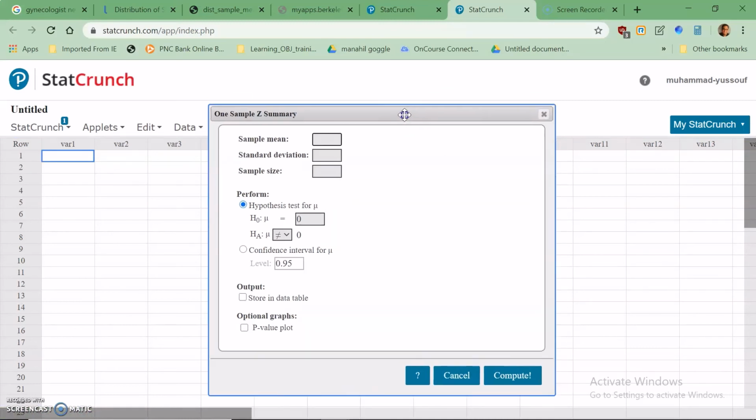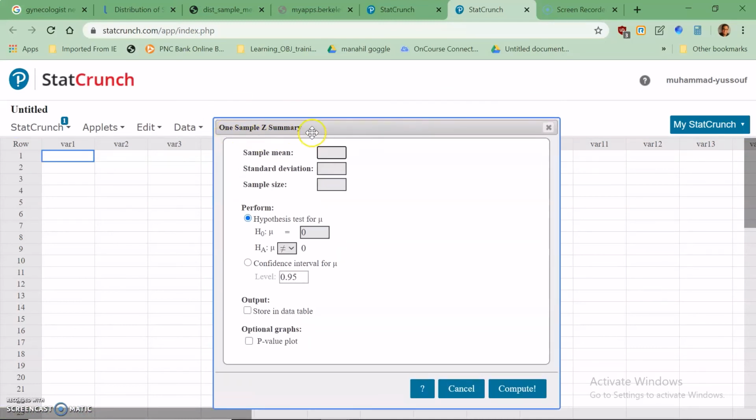Now when we click this, we get the one sample Z summary window, right? First it asks what you want to perform: a hypothesis test or a confidence interval. I want to perform the confidence interval, and this is the 95% confidence level. If I have a different confidence level, I will change this value. My sample mean was 233, standard deviation was 18.6, and the sample size was 87. You just plug in all these values, and you can also make a graph, a confidence interval plot. Let's do that, and we hit compute.